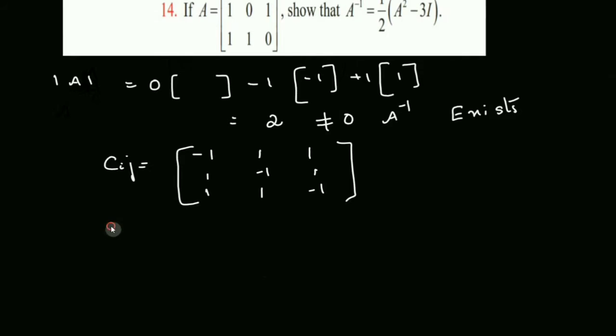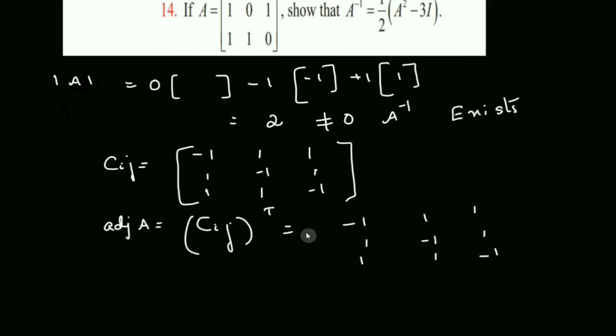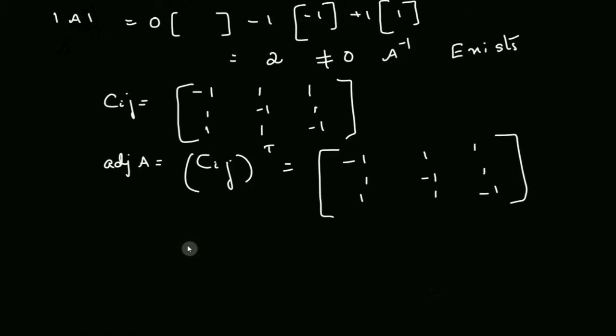Now we have to find the adjoint. The adjoint of the matrix A is nothing but the transpose of the cofactor matrix. So it is equal to minus 1, 1, 1, 1, minus 1, 1, 1, 1, minus 1. Transpose means you change the rows into columns and columns into rows. The first column has become the first row, second column second row, third column third row. So that is your adjoint of A.